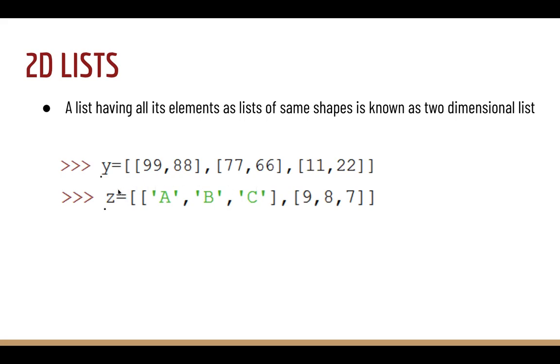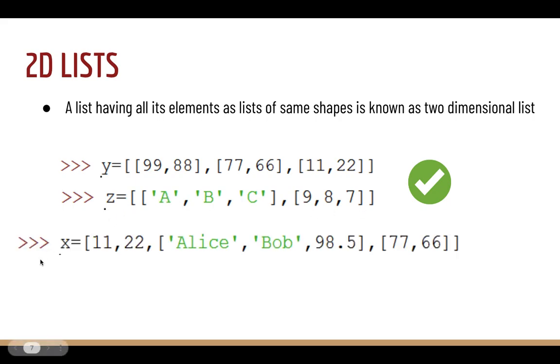Let's take another example. Here z. Here also we have two nested lists within the list z, and both these nested lists have the same number of elements, that is 3. In the first nested list we have A, B and C, that is 3 elements, and in the second nested list we have 9, 8 and 7, that is 3 elements here also. So, these fall under the category of two-dimensional list.